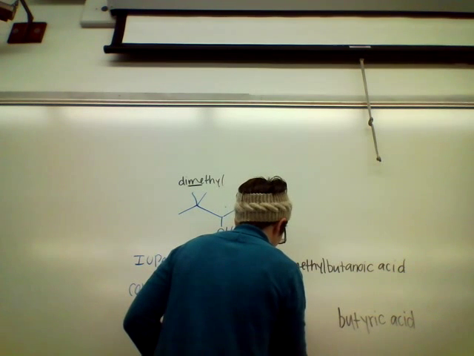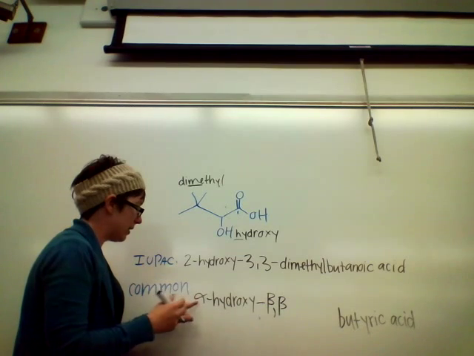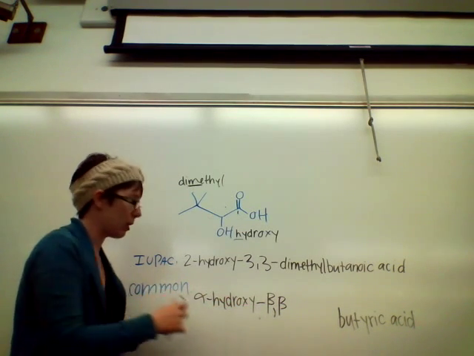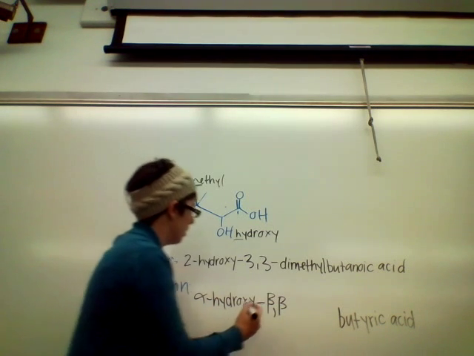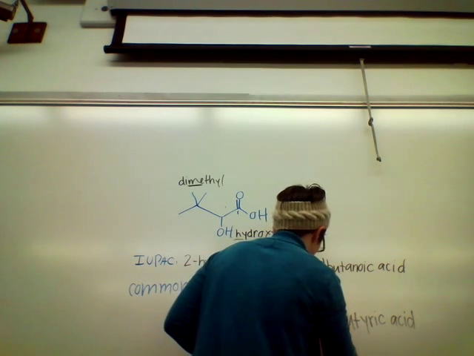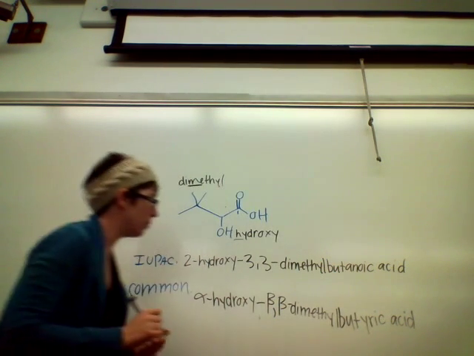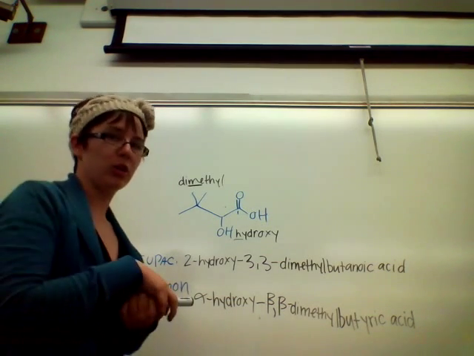Beta, beta. Comma, rather. And these are kind of treated as numbers. That's why you separate them by commas and you separate them with letters with dashes. Beta, beta, dimethyl butyric acid. And that's how you name that in common nomenclature.